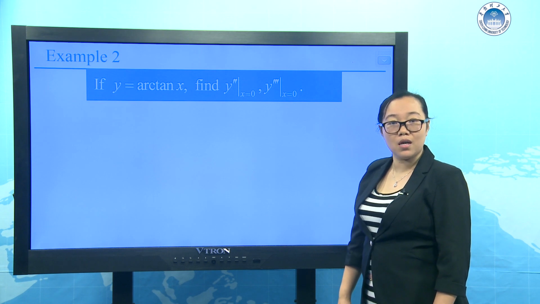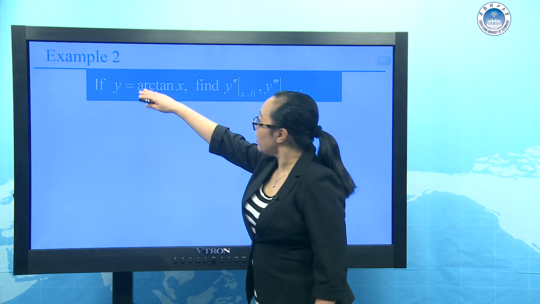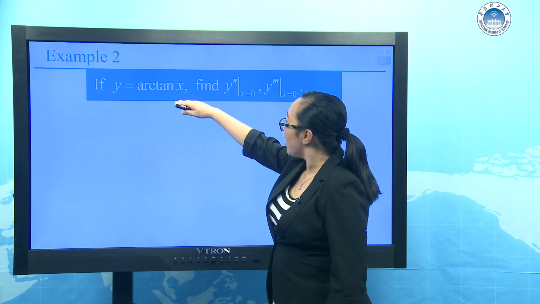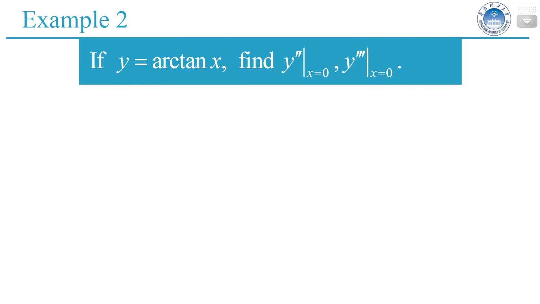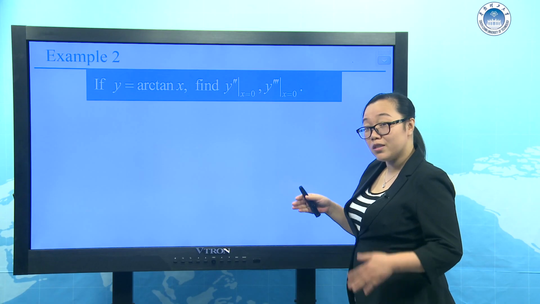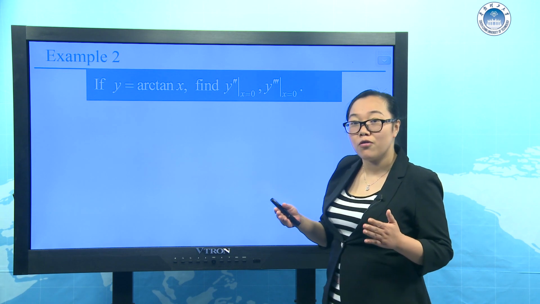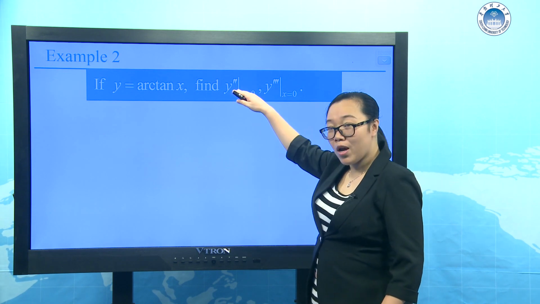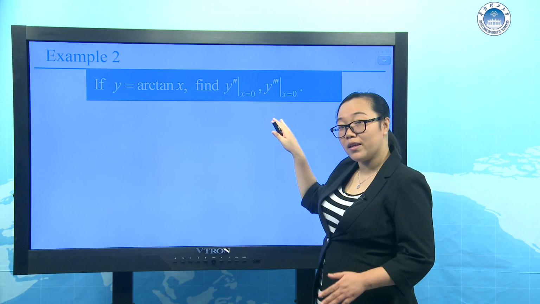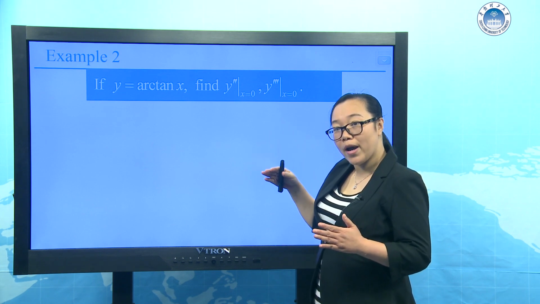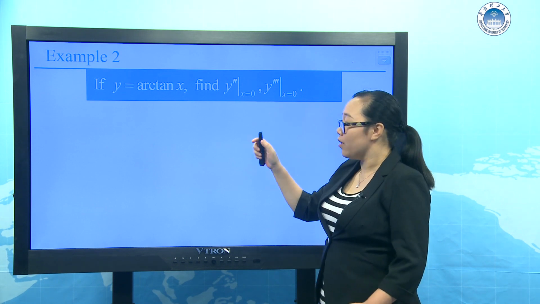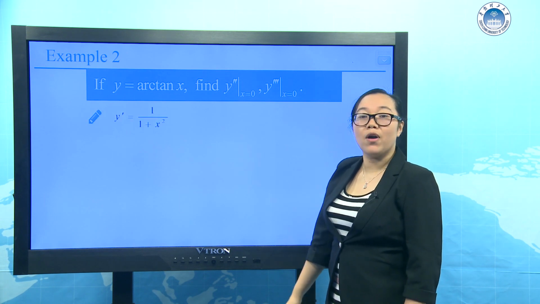Now look at example 2. If y equals arctangent x, try to find y double prime at x equals 0, and y third derivative at x equals 0. How to do? First, we try to get the formula for the double prime and triple prime, and then get the concrete values at the given point.